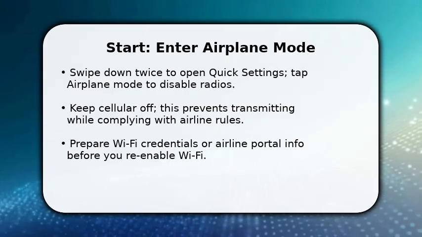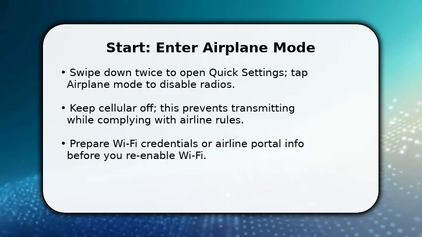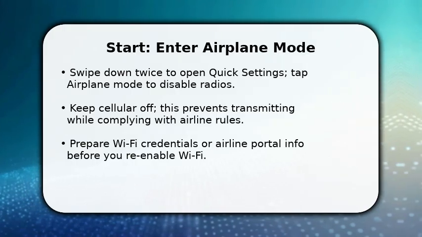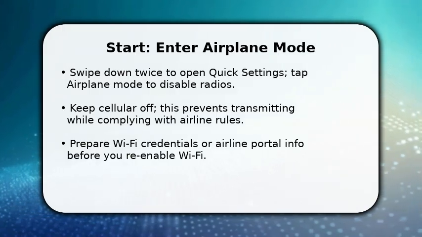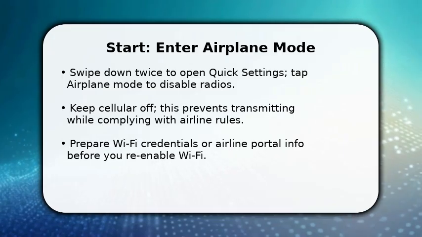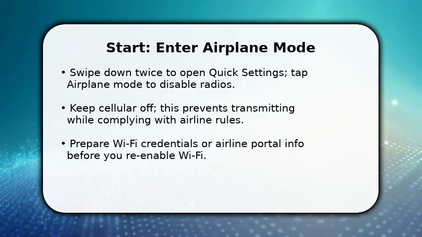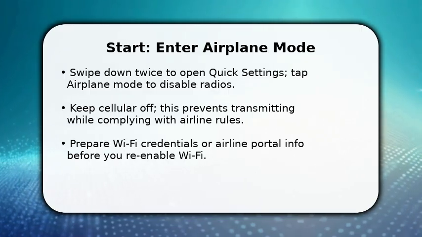Turn on airplane mode now. This immediately stops cellular transmissions and meets safety rules. Once done, you still need data, so prepare to re-enable Wi-Fi. Make sure you have the airline network name and any login info ready. This saves time. You're starting with compliance, then restoring permitted connections.